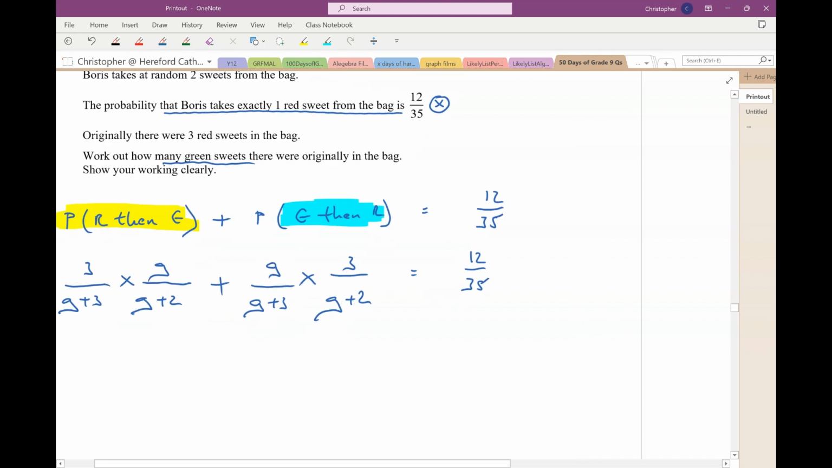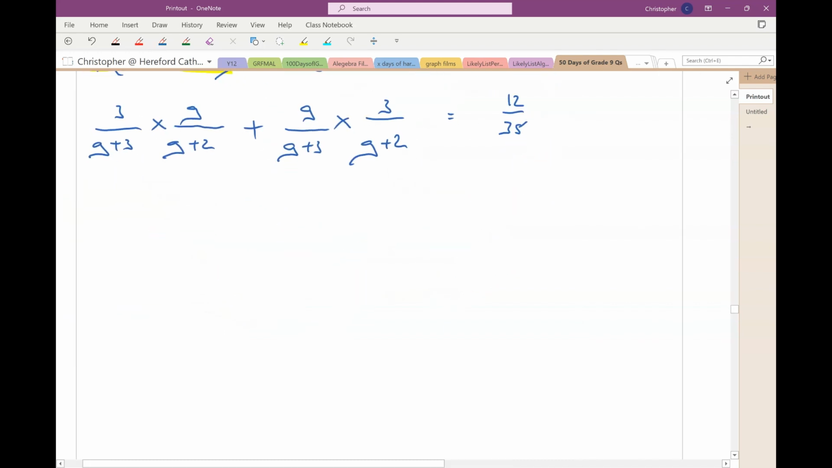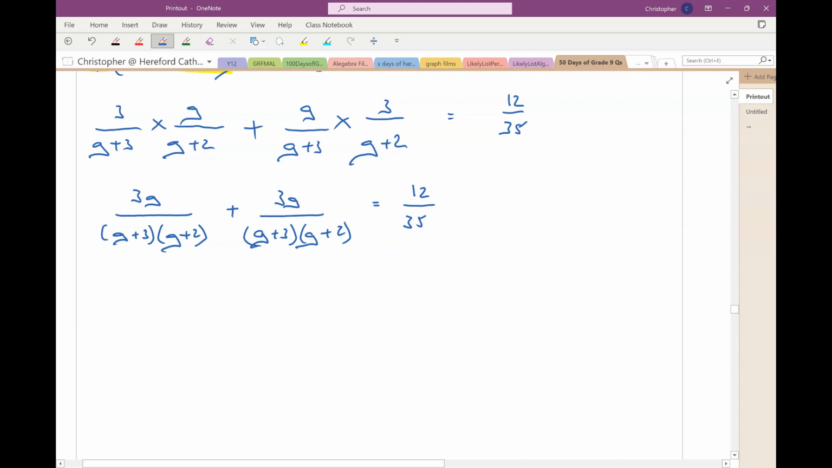And you know that equals 12/35. Now, can we simplify the left here? Well, let's have a look. You get top times top, 3 times G, over bottom times bottom, G plus 3 times G plus 2, plus top times top, 3G, over G plus 3 times G plus 2. Look at that, they've got the same denominator. And that equals 12/35. So looking at the left-hand side again, altogether I've got 6G over G plus 3 times G plus 2. And that equals 12/35.